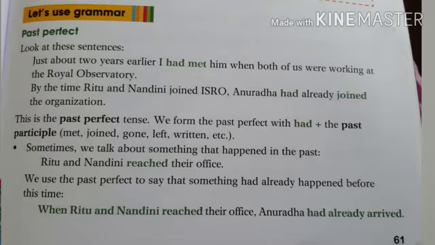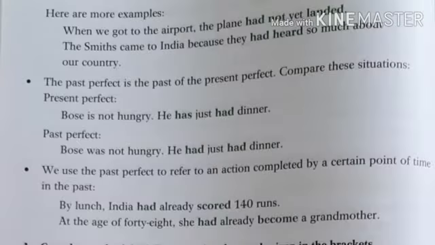Sometimes we talk about something that happened in the past. Ritu and Nandini reached their office. We use the past perfect to say that something had already happened before this time. When Ritu and Nandini reached their office, Anuradha had already arrived. Here are more examples. When we got to the airport, the plane had not yet landed. The Smiths came to India because they had heard so much about our country.